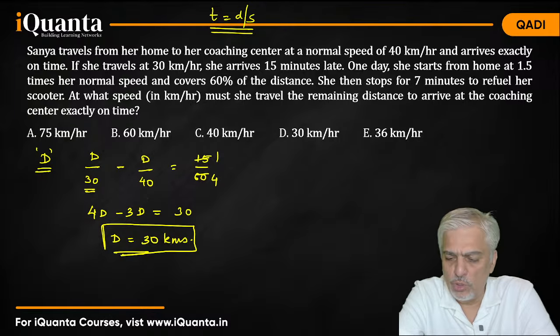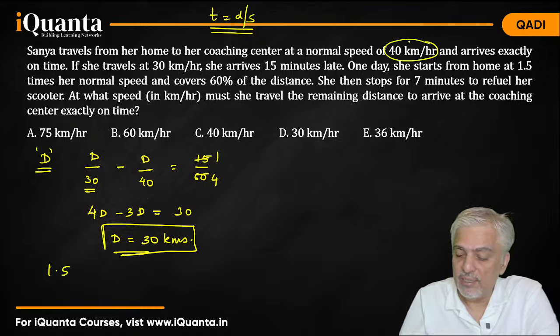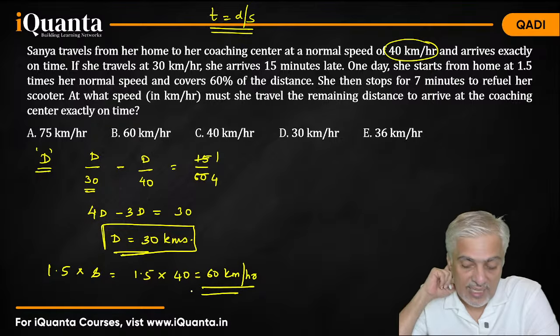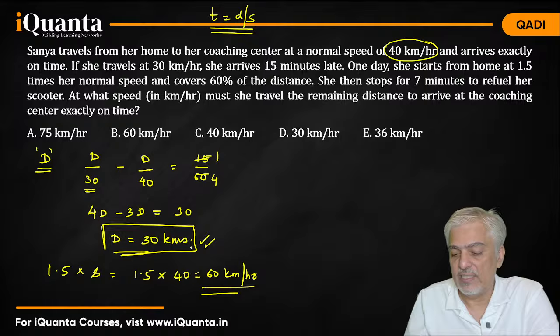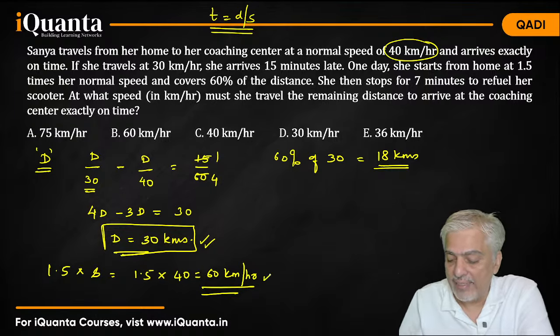This can be done by other approaches also, but one of the approaches is. One day she starts from home at 1.5 times the normal speed and covers 60% of the distance. Normal speed was 40. So, 1.5 times of normal speed will be 1.5 into 40. She covers at a speed of 60 km per hour. She covers 60% of the distance. 60% of 30 will be 18 kilometers. So, she has already covered 18 kilometers at this speed.